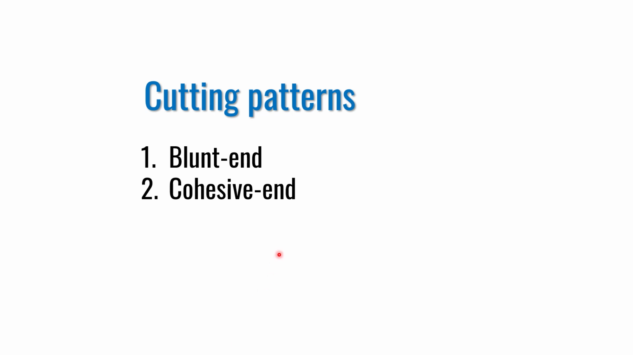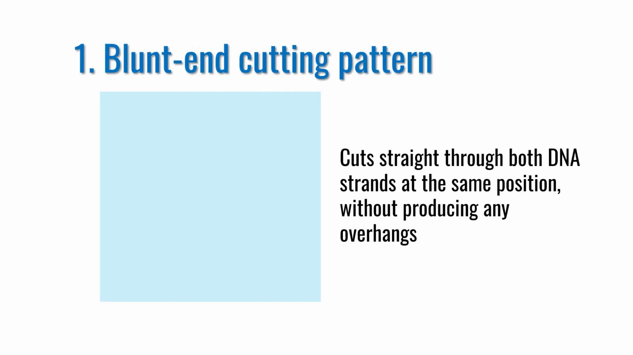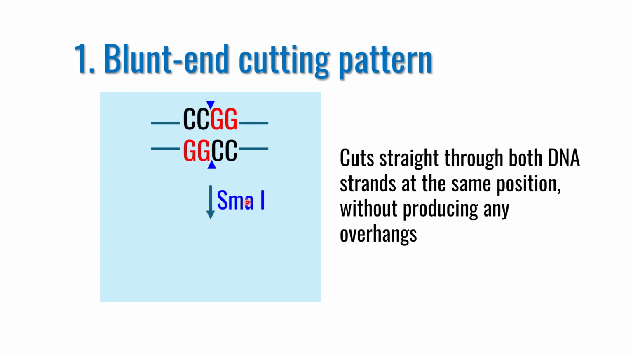Restriction endonucleases produce two types of cutting patterns. First one is blunt end, second is cohesive end. So let me give you an example of blunt end cutting pattern. This is an example of SmaI. There are many other enzymes. This is a 4 cutter and the site where it will cut is shown by the arrowhead. So what is blunt end cutting? It cuts straight through both strands of the DNA at the same position without producing any overhang. So this is called the blunt end cutting pattern.